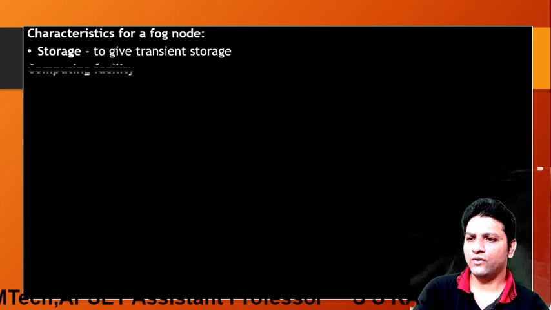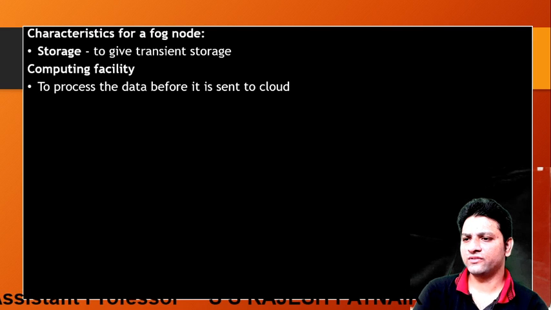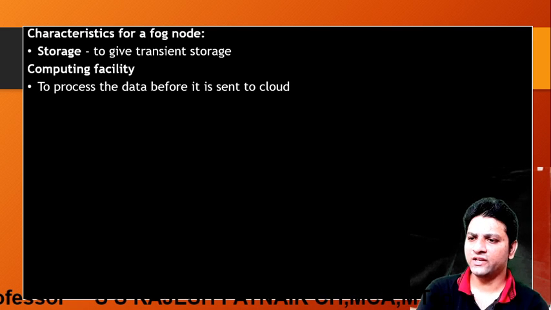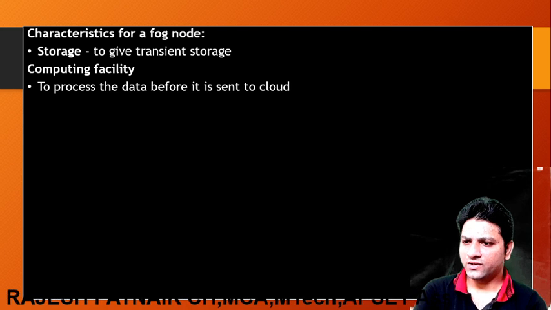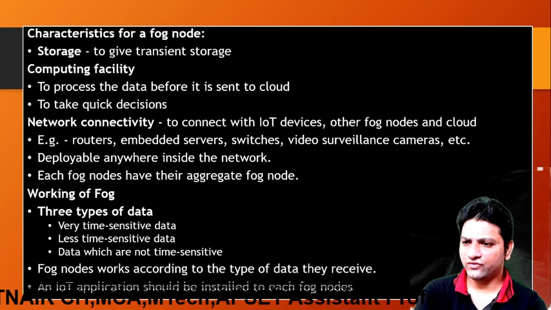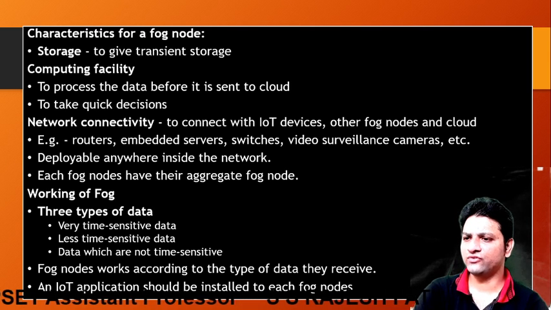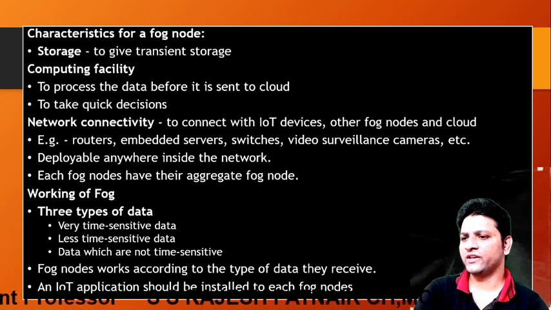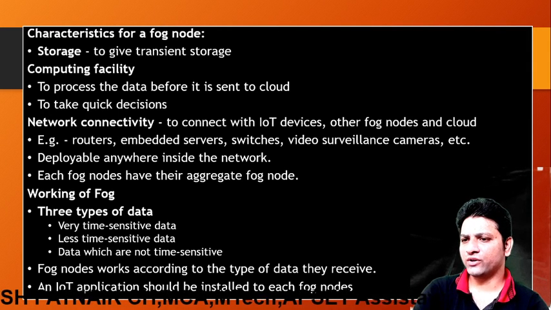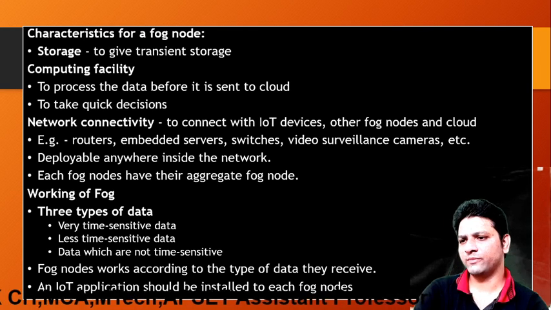Okay, the characteristics are storage and computing facility and so on. We will see all the things. Let us go for that. The characteristics of the fog node are storage, computing facility, and network connectivity. These are the important things. If you want to write, please remember some of the characteristics.